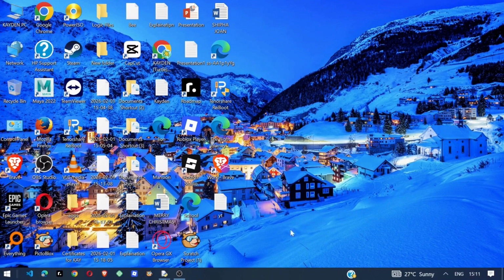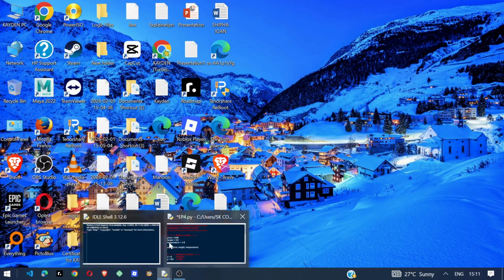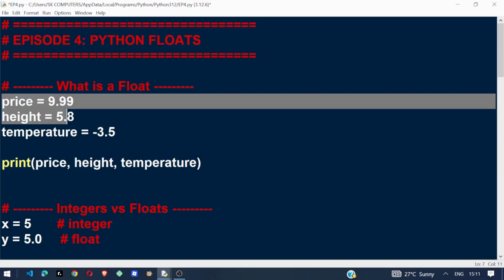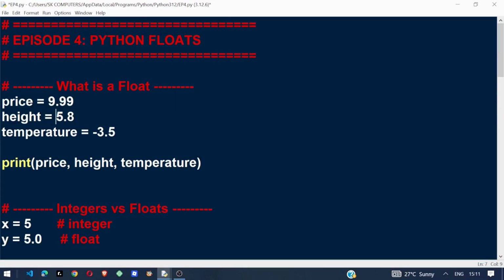What is a float? A float is a number with a decimal point. Anytime Python sees a decimal, it automatically treats that number as a float. Let's see it in IDLE. As you can see here, these are some examples of floats. We have 9.99 as a price. This can be a height, and this can also be used for temperature. Then it will print out all of these.